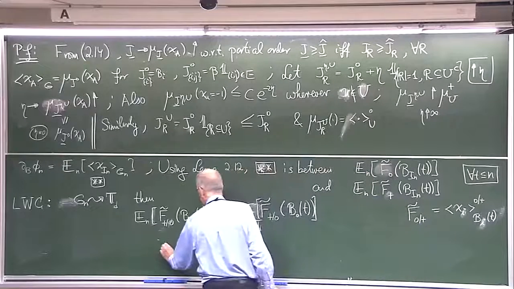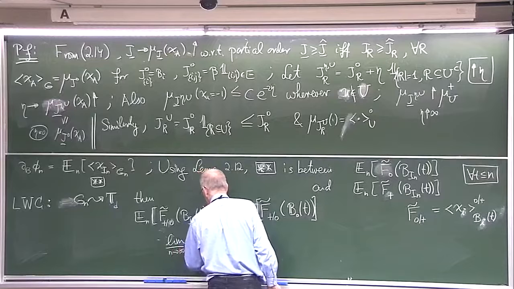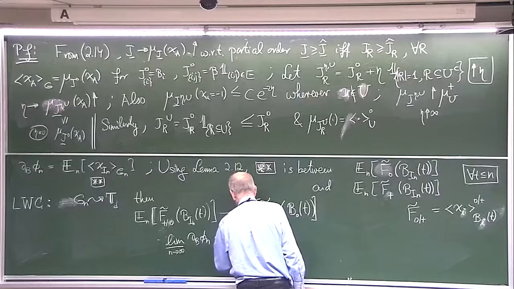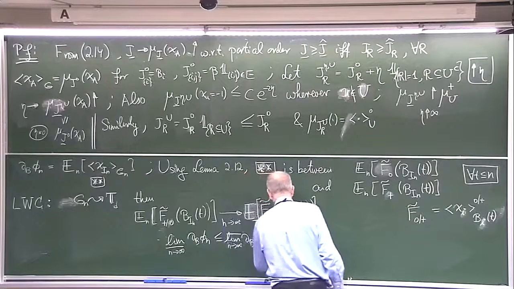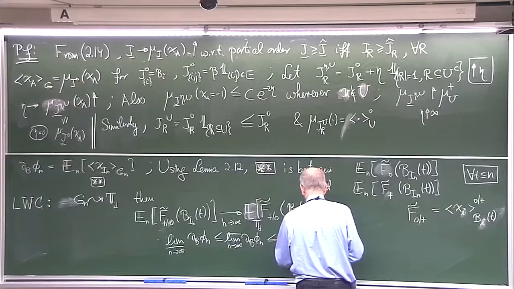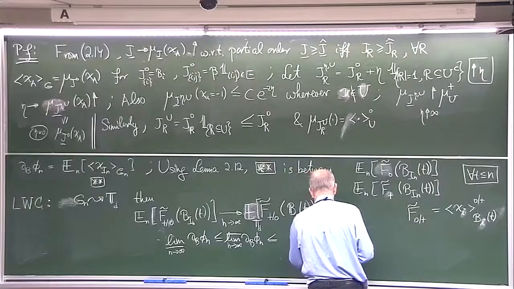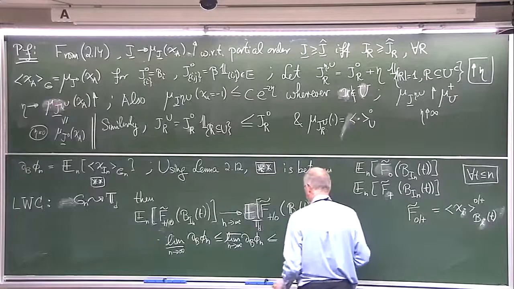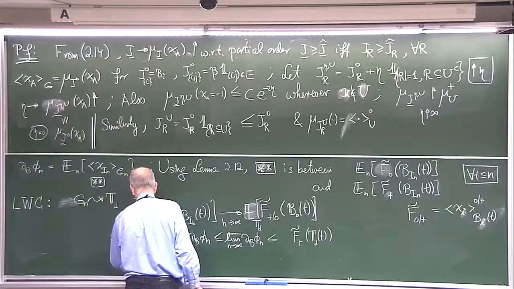Now, T is completely arbitrary, right? So let's say what we have. We have the limit as n goes to infinity of the derivative of n, equal to the limit as n goes to infinity of the derivative of n. This is less than or equal to essentially F plus tilde t. And this is equal to F tilde t.